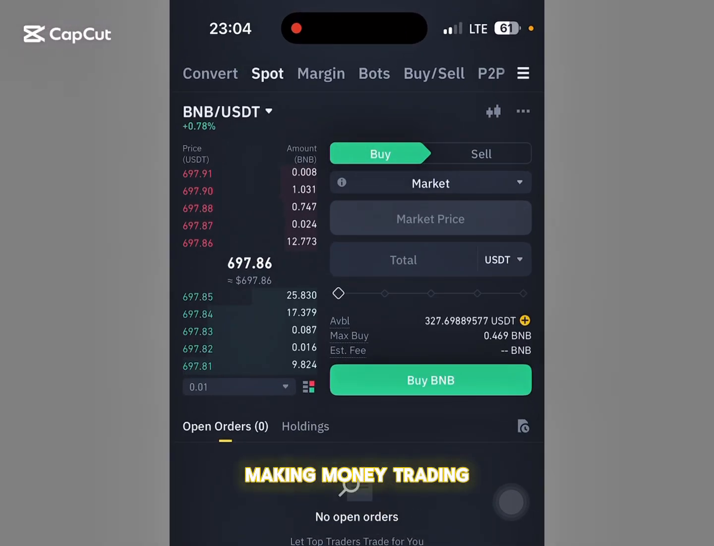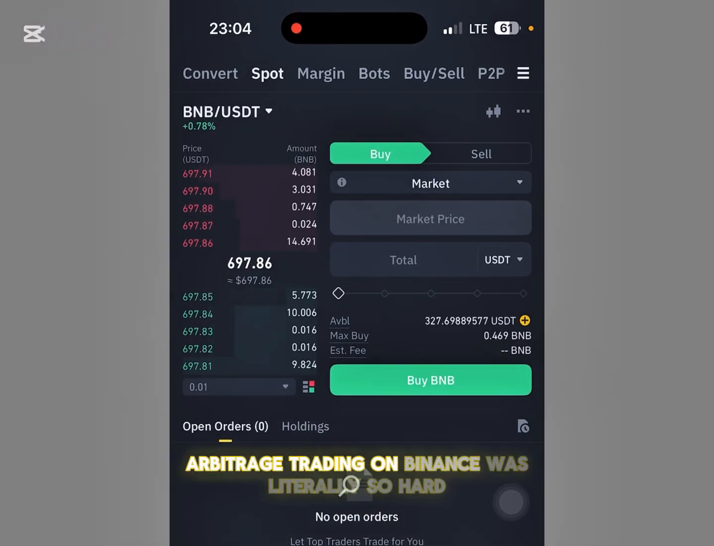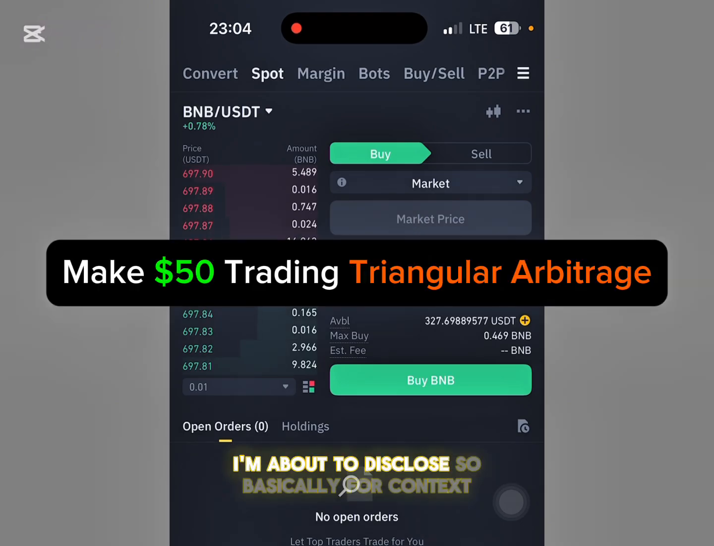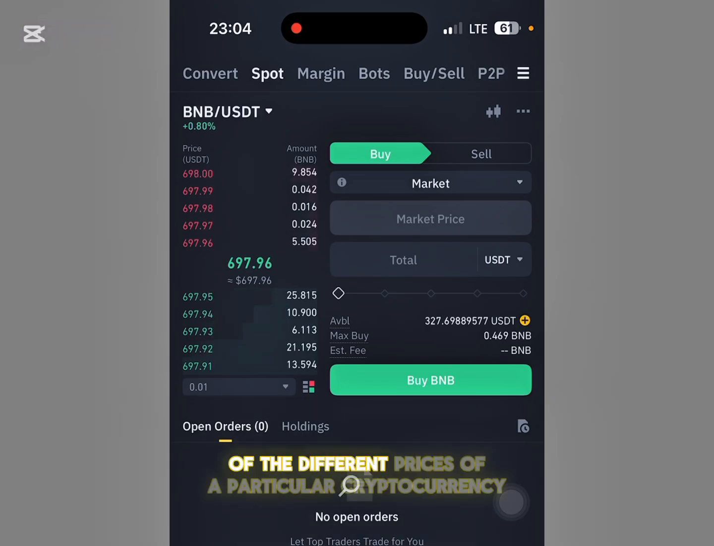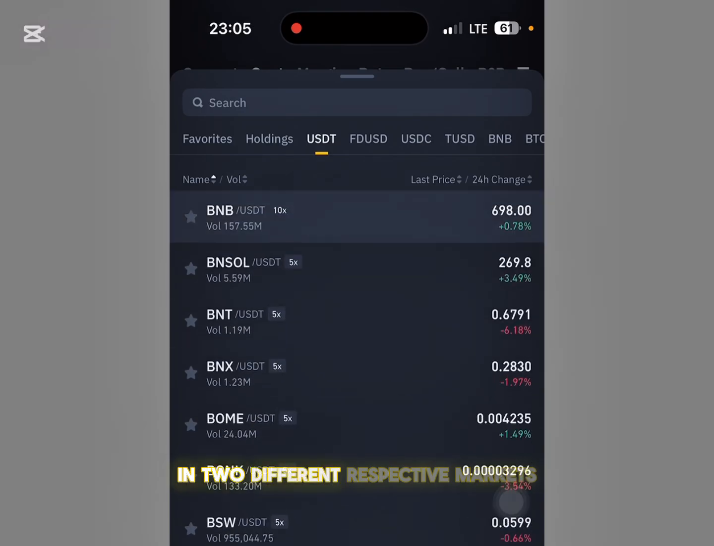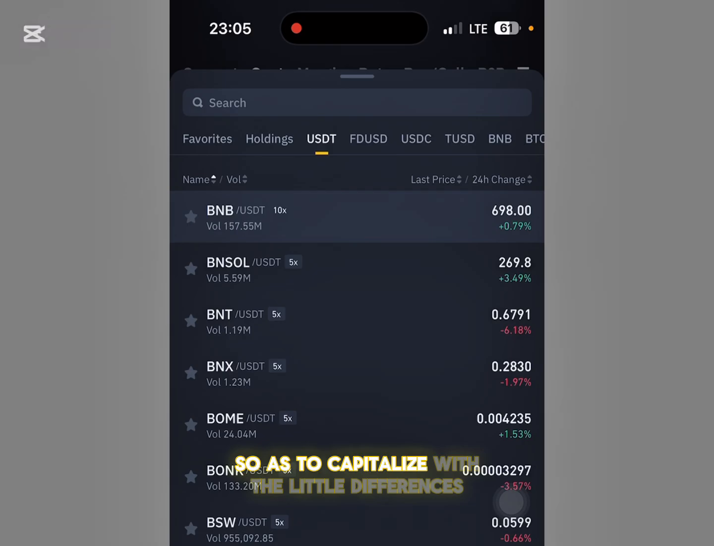Making money trading arbitrage on Binance was so hard until I personally discovered this particular method I'm about to disclose. So basically, for context, arbitrage trading is all about taking advantage of the different prices of a particular cryptocurrency in two different respective markets, so as to capitalize on the little differences.